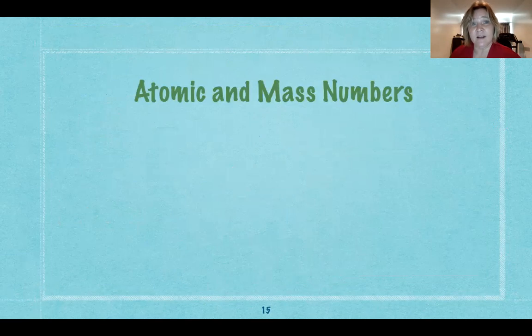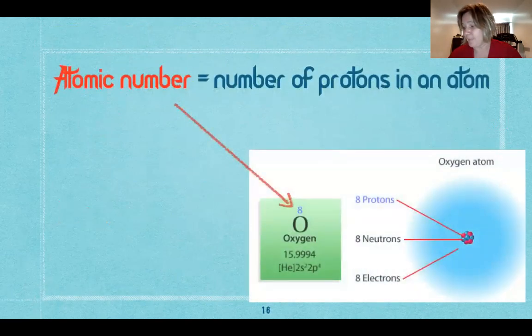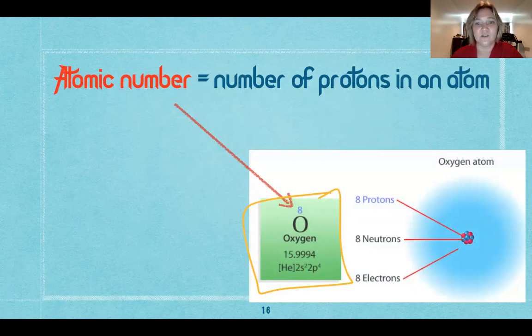Now, elements are defined by their atomic and mass numbers, which you find both on the periodic table. So this is what you would see on the periodic table, and the atomic number is the number of protons in an atom. This is the defining characteristic, or the unique characteristic, of each element. Each element is defined by how many protons are in the nucleus. So if an atom has 8 protons, it is an atom of oxygen, not any other element.